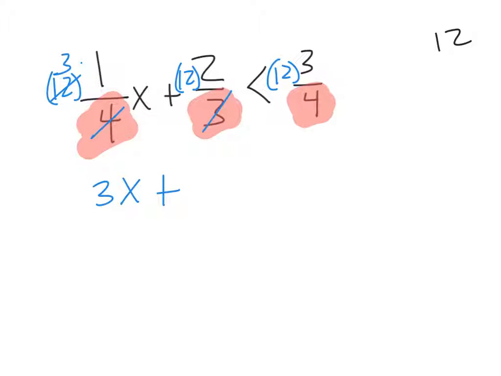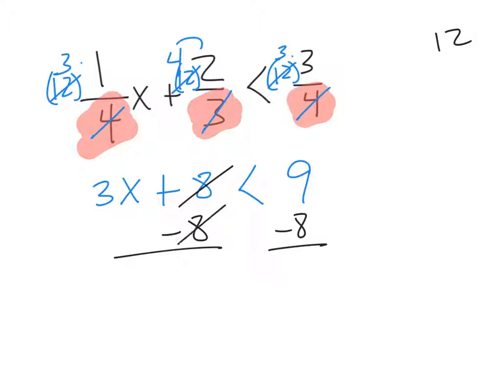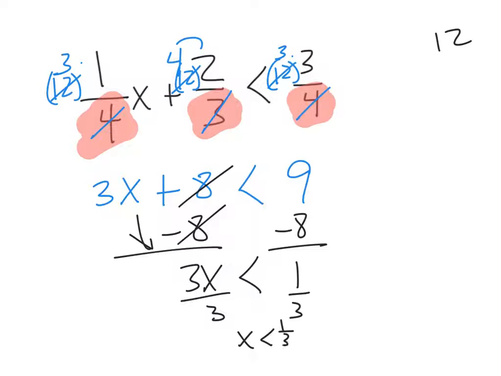Plus 3 goes into 12 4 times. And you multiply the 4 times the 2, which is 8. Keep your sign. 4 goes into 12 3 times. 3 times 3 is 9. Now we've gotten rid of all of our denominators. We can work from this. We're going to subtract 8. Okay. Bring down your 3x is less than 1. We're going to divide by 3. And x is less than 1/3.